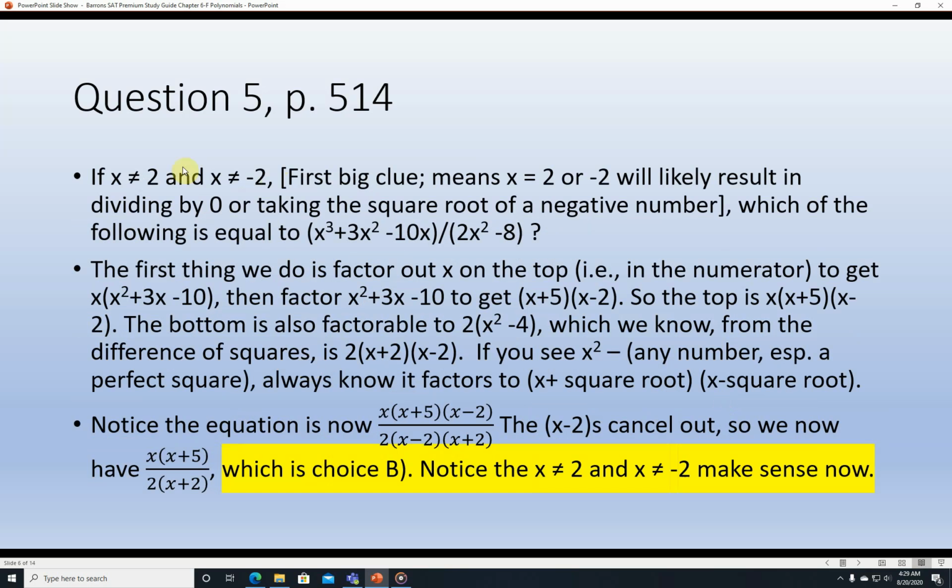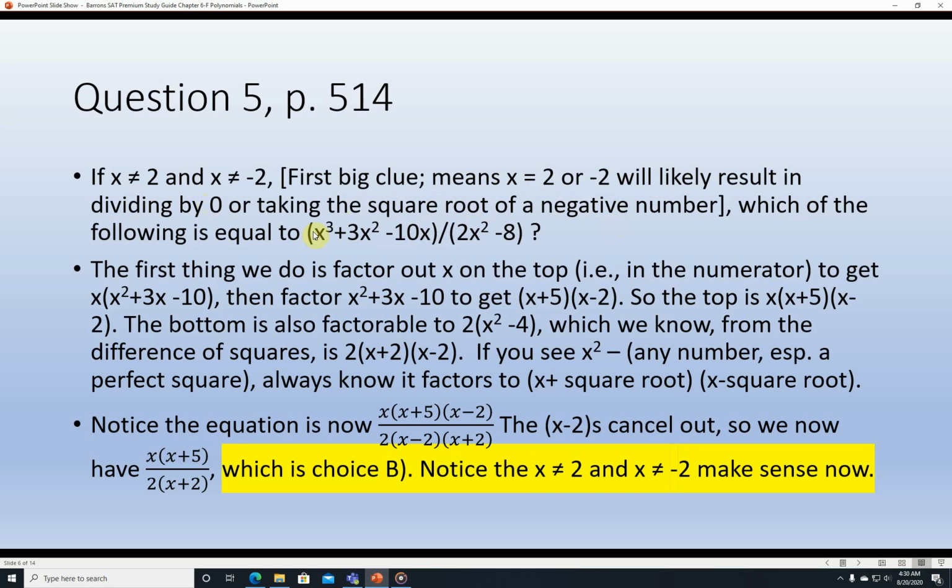Question 5, page 514. If x is not equal to 2 and x is not equal to negative 2, this is your first big clue. When you see this in a problem, that means x set equal to 2 or negative 2 will likely result in either dividing by 0 or taking the square root of a negative number, so they don't want to get into imaginary numbers, and they can't divide by 0 because it's not defined.